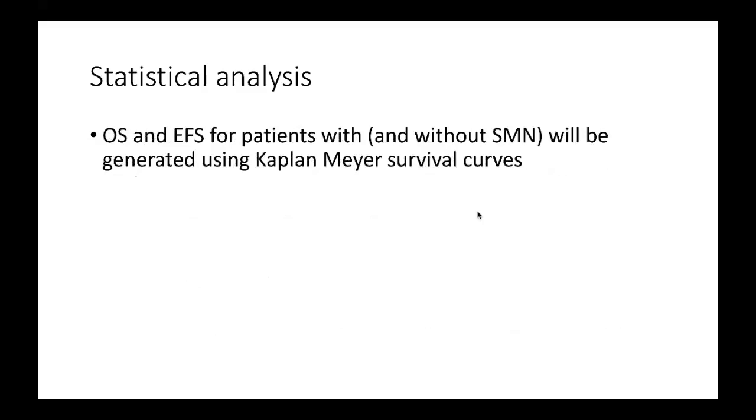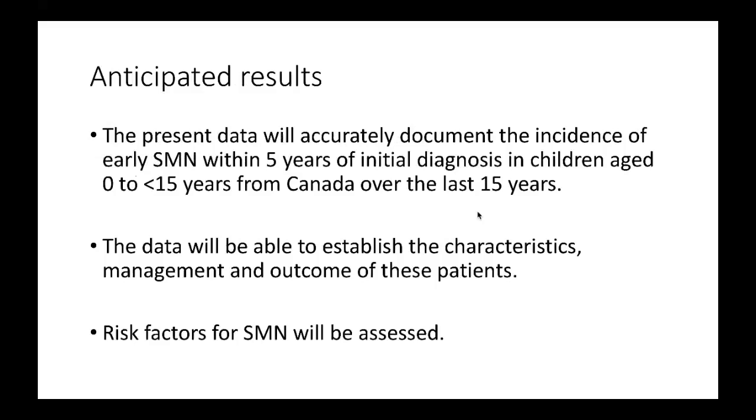Then standard methods will be used to describe outcome analysis. So I think we're most interested in defining OS and EFS for patients with and without SMN, and those will be generated using Kaplan-Meier survival curves, which is pretty much standard for most oncology studies. So this is where I think things get interesting. We think that the present data will accurately document the incidence of early SMNs within 5 years of initial diagnosis in children from 0 to less than 15 years of age over the last 15 years.